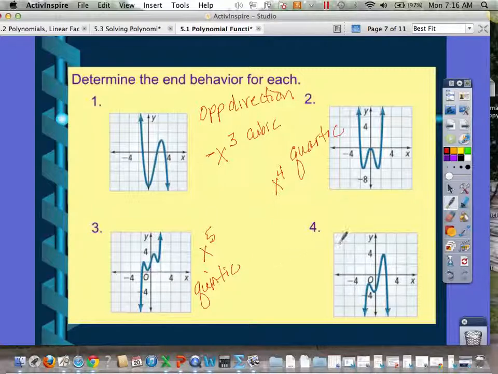And then this one is going in the same direction, but in a negative way. So this is going to be 1 bump, 2 bumps, that's quartic, but it's going to be negative. And it's going in the same direction because it is an even index.